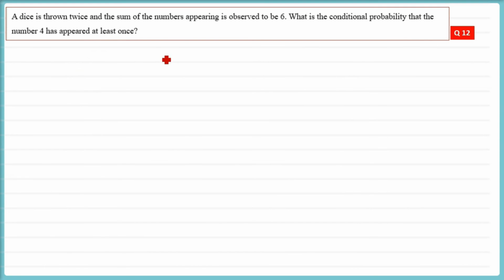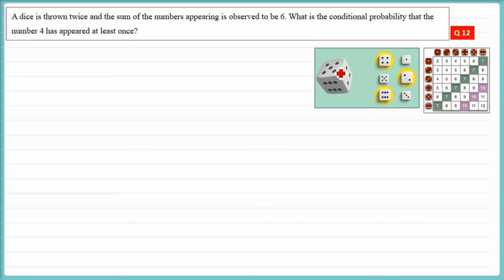A dice is thrown twice and the sum of the numbers appearing is observed to be 6. What is the conditional probability that the number 4 has appeared at least once? Now again, I am reiterating. A dice, a 6-faced cube, numbers 1 to 6 are engraved. So there are 2 dice here. One die 2 times or 2 dice at the same time, the computation remains the same. Now when will 6 come? 6 will come when we have 1 and 5, or 5 and 1, 2 and 4, or 4 and 2, 3 and 3 in the first and second or vice versa.